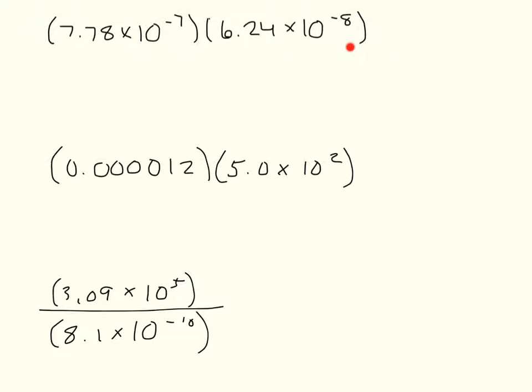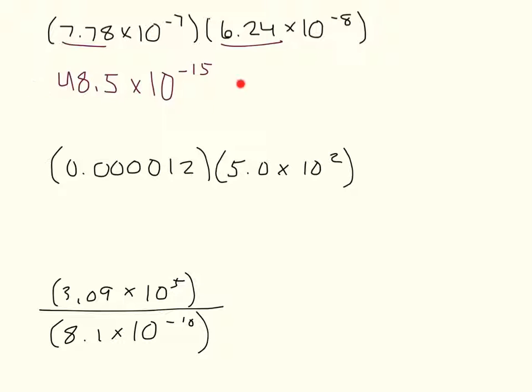We're multiplying 2 numbers together. Whenever you do that, you want to multiply your numbers. So I'm going to do that in my calculator right now. I got 7.78 times 6.24. And I get 48.5 if I want to use the correct number of sig figs, because I got 3 significant figures in each one. So that should be a 48.5. And it will be times 10. Anytime you multiply, you're going to want to add your exponents. So negative 7 plus negative 8 will get you negative 15.